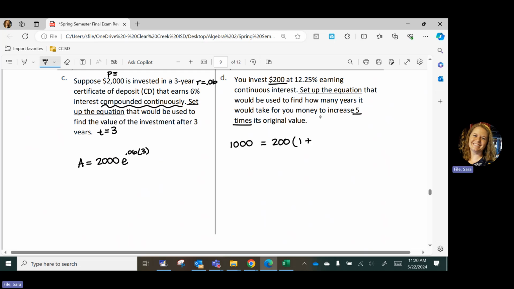Oh, hang on, I started to write the wrong one. There's that key word, continuous. So I'm not going to have this 1 plus, I'm going to have E. And then the rate is 0.1225. And T is our unknown. That's what we're looking for. So it could be written like this, or you could go ahead and divide the 200 over, and it would be 5 equals E to the 0.1225 T. Either one of those is correct.